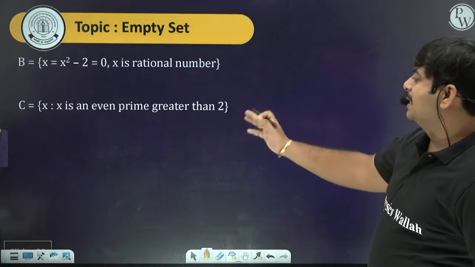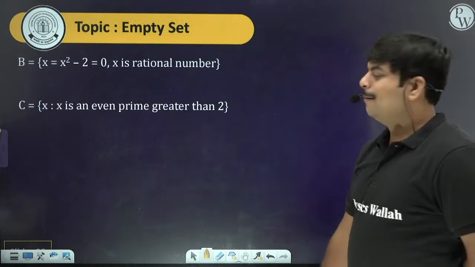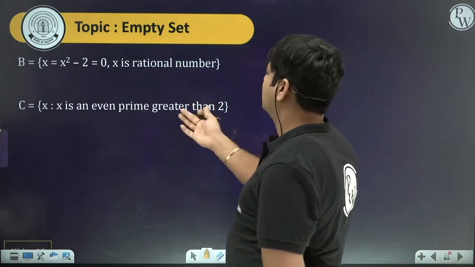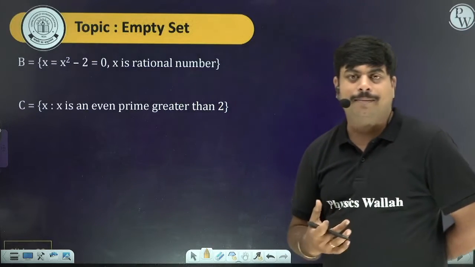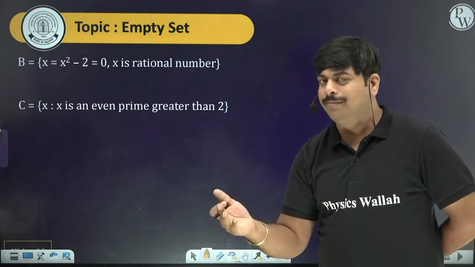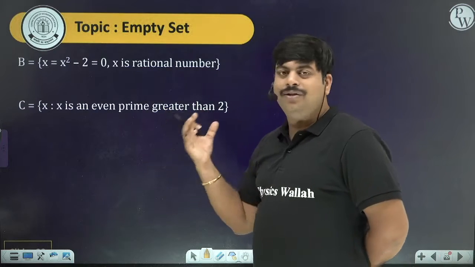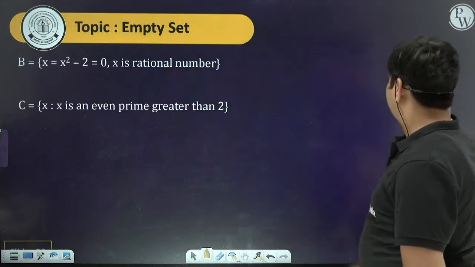X is an even prime greater than 2. I'm not going to comment anything, but just understand what you mean by even prime: an even number which is also a prime number. You know that it's a very unique case, right? So with that, the answer will follow.